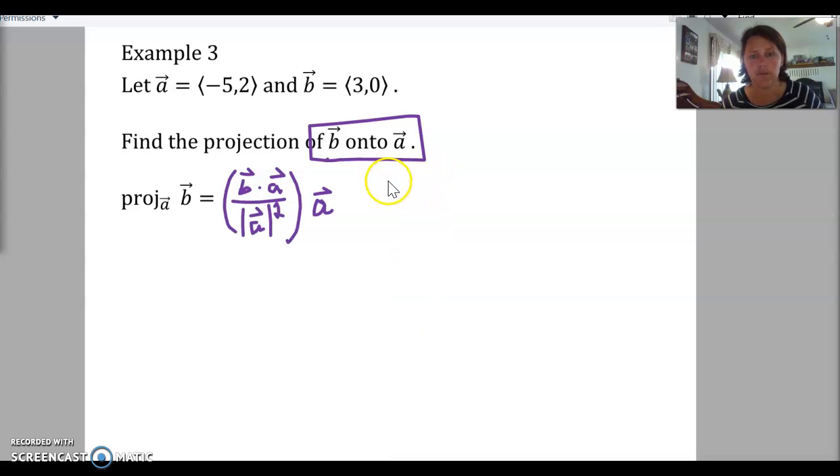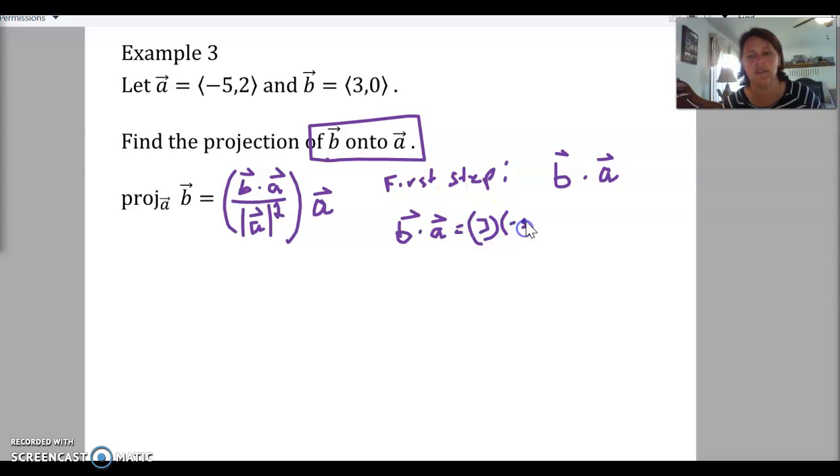Okay, so first step, let's find the dot product. Over here on the side we'll find all of the little steps that we need. To find our dot product of B and A, we're going to have 3 times negative 5 plus 0 times 2, and that equals negative 15.